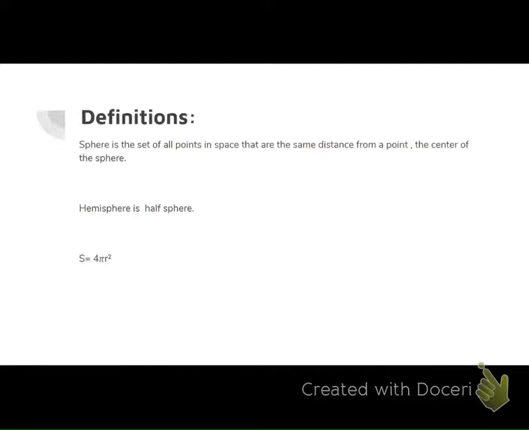Okay, so our first part is our definition. A sphere is the set of all points in space that are the same distance from a point, the center of the sphere. And then a hemisphere is half of a sphere, so you might know it as the northern and southern hemisphere of the globe, right? So of Earth. We live in the northern hemisphere, the top half. And then we have a formula, which is 4 pi r squared.